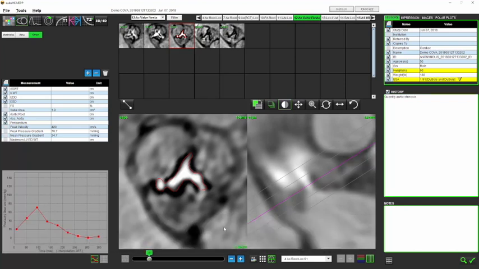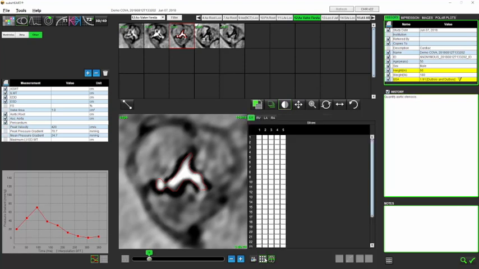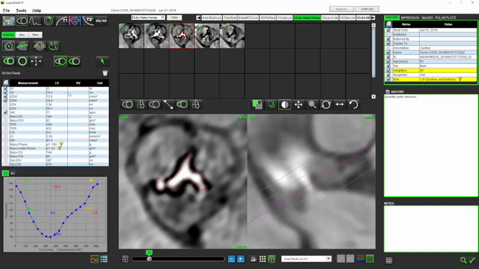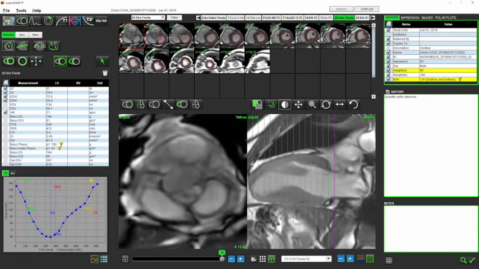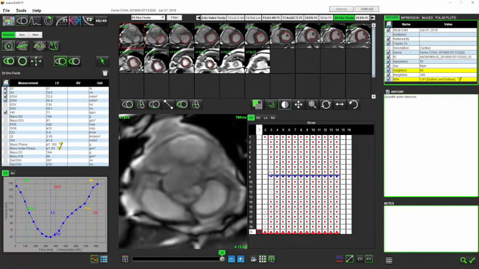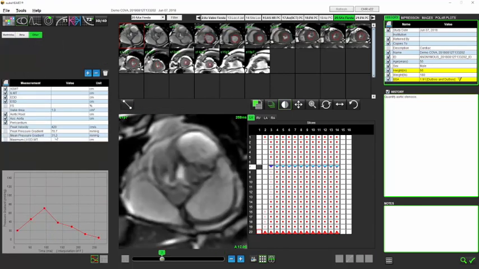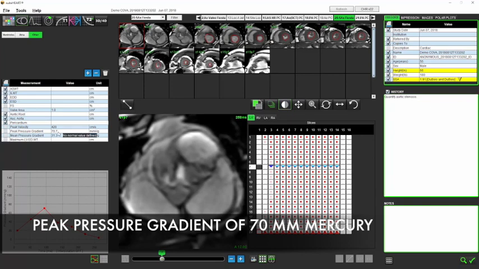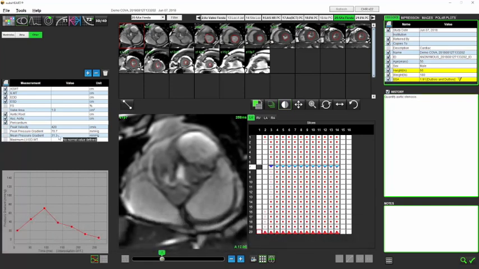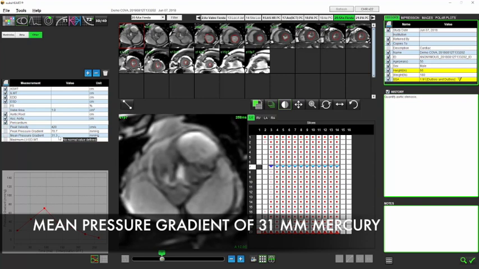Now, I want to calculate a peak and a mean gradient, so I am going to include only the first 1, 2, 3, 4, 5, 6, 7 points. Let me go ahead and adjust the time interval here to include just the first 7 points. And what we can see here, we're now getting a peak pressure gradient of 70 millimeters of mercury and a mean pressure gradient of 31 millimeters of mercury.